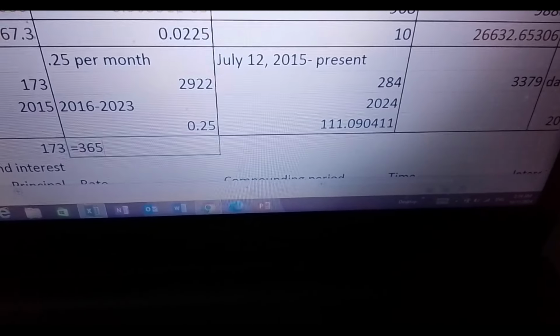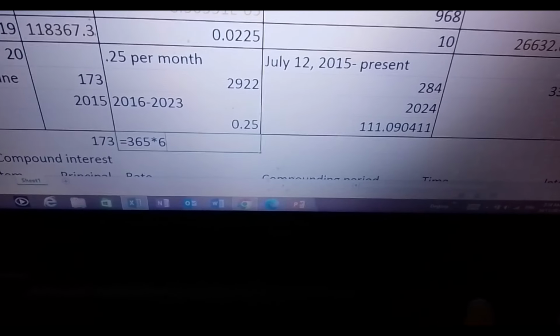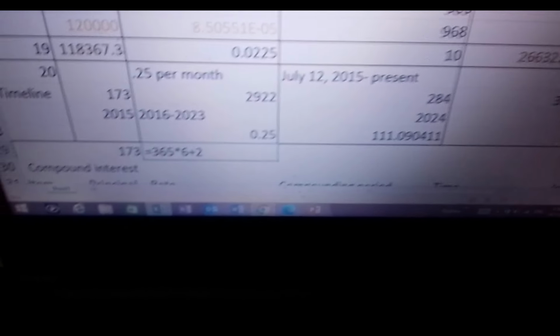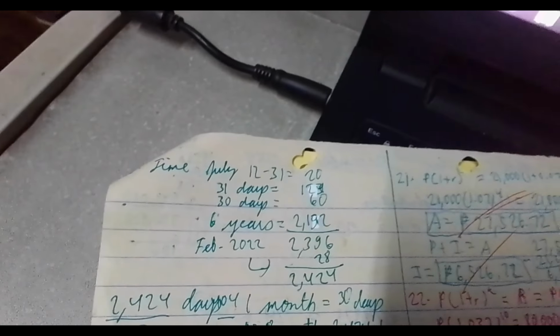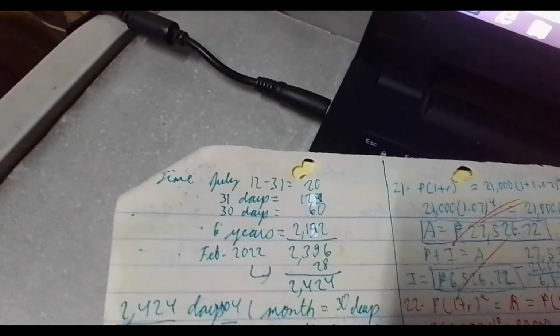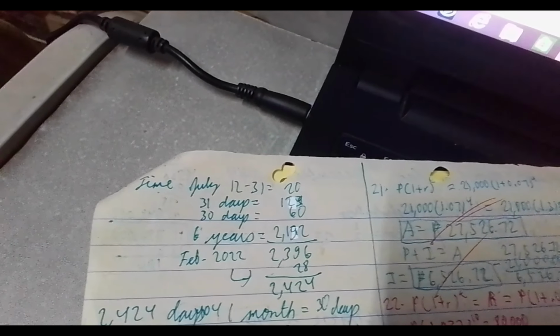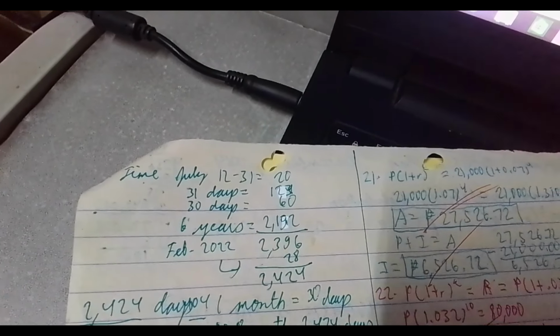Teka lang ah. Forgot to add a 30. Kasi di ba, remember, this is July, August, September, October, last November to December. So, dapat we're supposed to get 173. Tapos, di ba remember, ito yun. Di ba remember from 2016 to 2022, di ba ito yung solution sheet ko, di ba? 2016 to 2022. Dapat, it's 6 years.